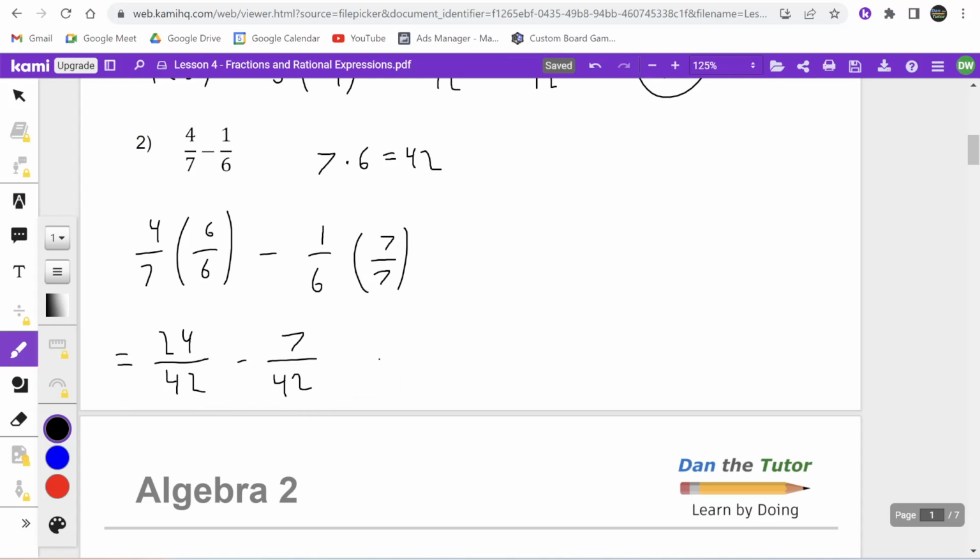Same denominator, now I can subtract these. 24 minus 7 is 17 over 42. Does that reduce? No, because they don't have any factors in common. So that's our answer, 17 over 42.